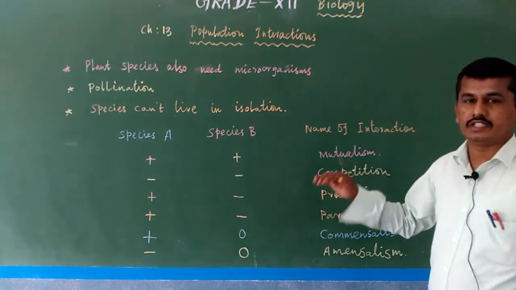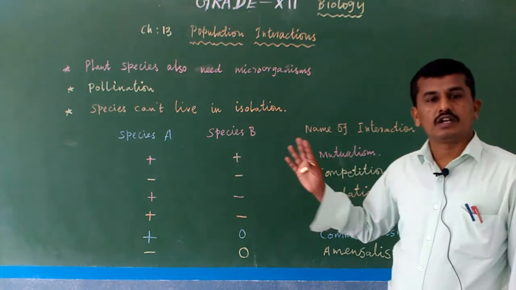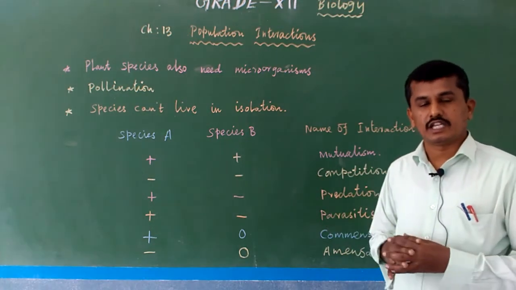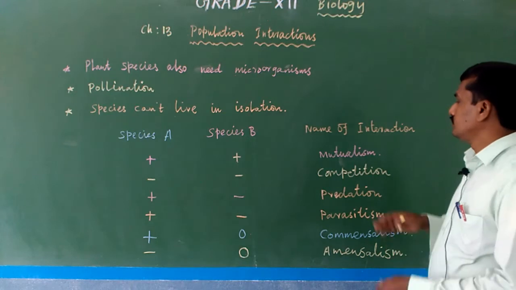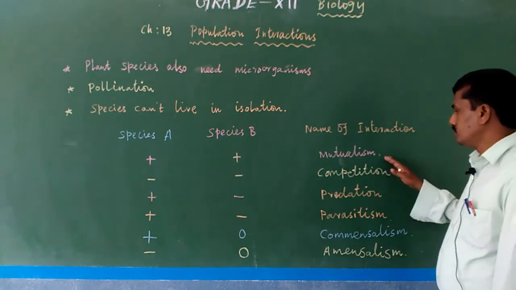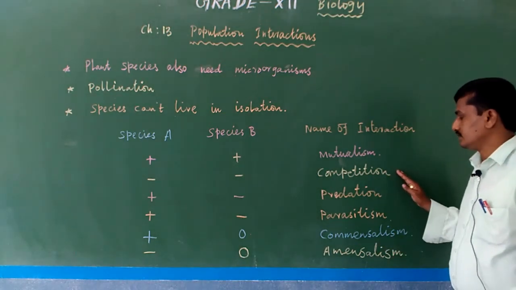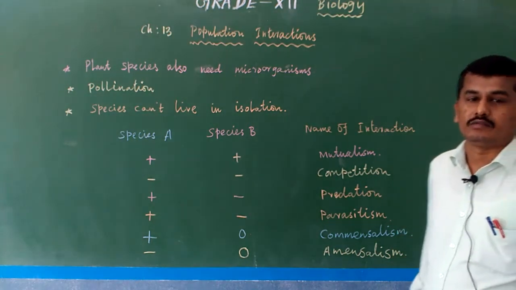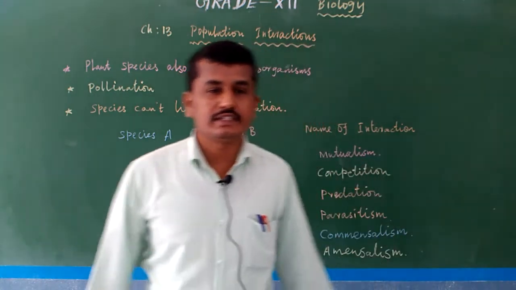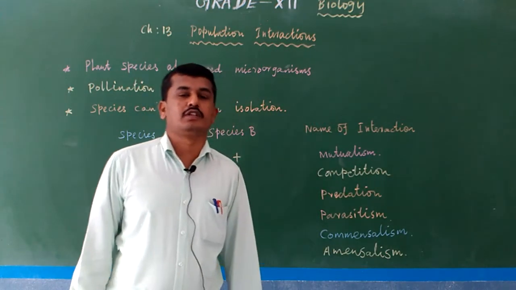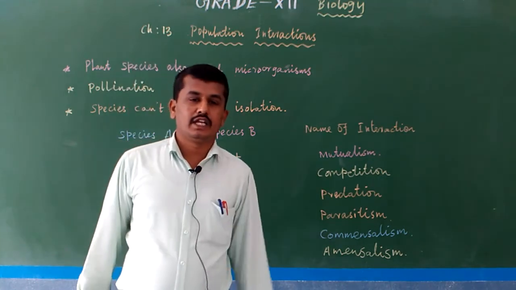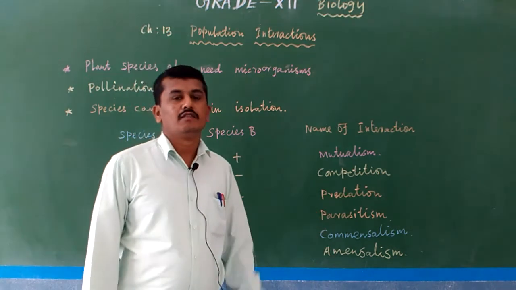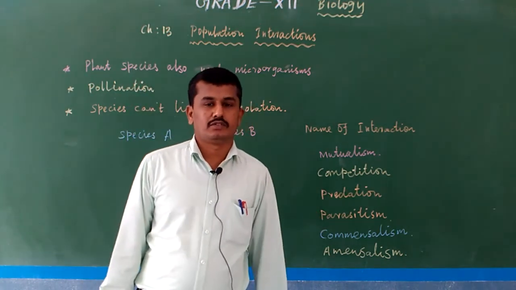Okay, in a population, interactions between two different species are present. According to the interaction type, there are mutualism, competition, predation, parasitism, commensalism and amensalism. These are all the interactions between two different species. I will give a one-by-one elaborate idea. These are important questions for your board exam. Any two or three may be asked for 2 marks or 3 marks.